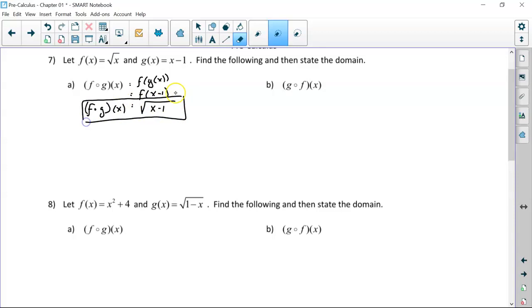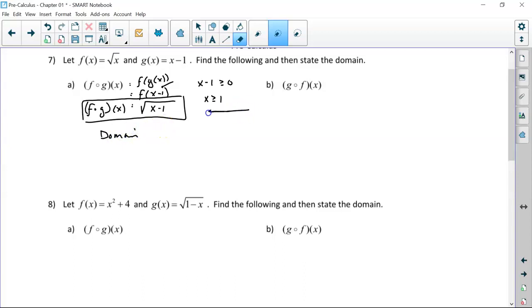Now, when we look at our domain, there's no restrictions for our inner function, but for our final function, we can't take the square root of a negative number. So underneath that square root, x minus 1, we should set it greater than or equal to 0, because it has to be a positive number or 0. So we add 1 to both sides, and you get x is greater than or equal to 1. So that's our restriction.